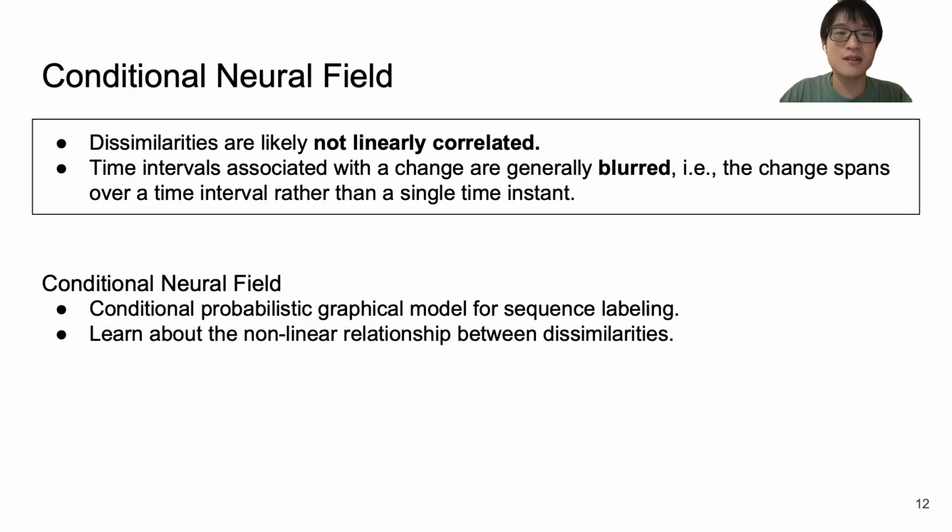So this finding implies that drawing temporal connections between the time intervals in and around the change can help us to learn the underlying change patterns that exist in the time series. To this end, ShapeCF uses the conditional neural field, CNF, a conditional probabilistic graphical model for sequence labeling, to learn about the nonlinear relationship between the dissimilarities of different time series dimensions and the temporal correlations between the previous time intervals.